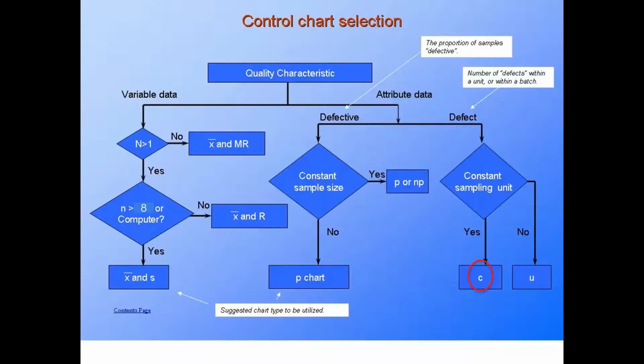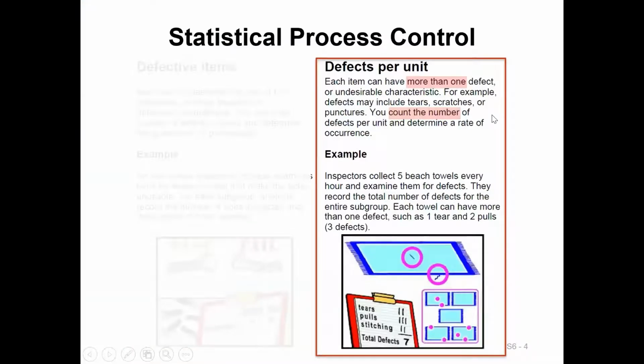every single subgroup. So what does it mean by defects? If you still remember, the difference between a defective item and a defect is that defects assess the defective items per unit. Okay, so the example that we discussed in the first video of attribute control charts, I used the example of plastic parts.